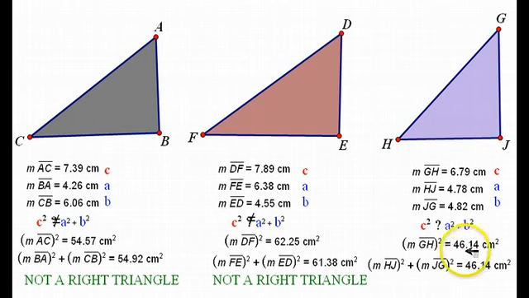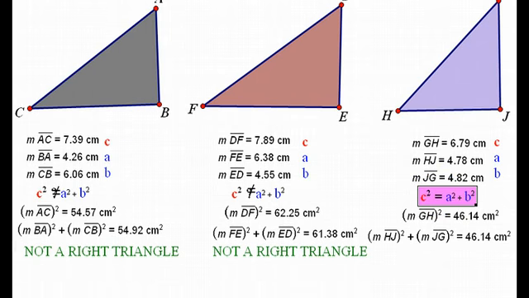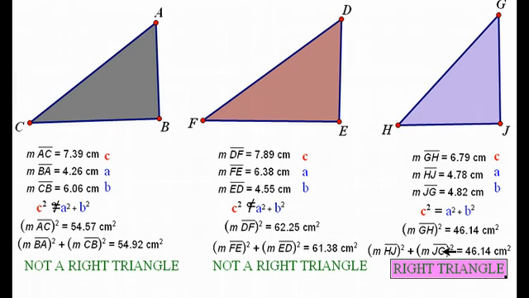And look, what do you know? C squared does equal A squared plus B squared. So we can say that we do have a right triangle. So you have a way of determining if a triangle is a right triangle by comparing the results of summing the squares of the two smaller sides and comparing it with the square of the larger side.